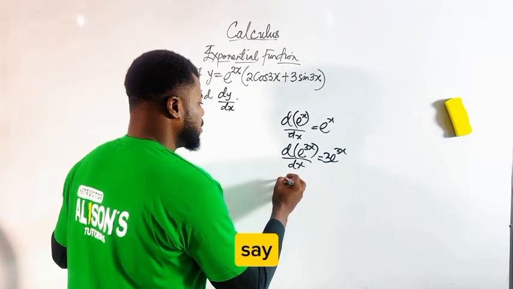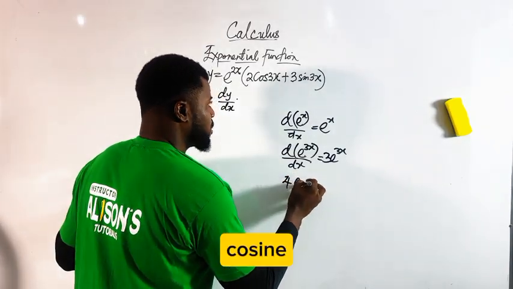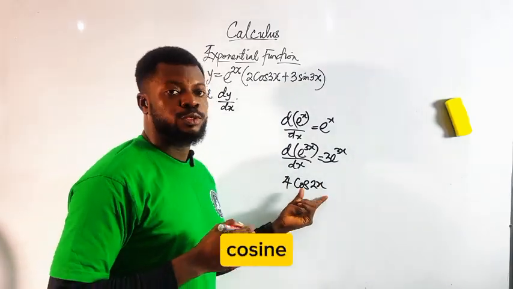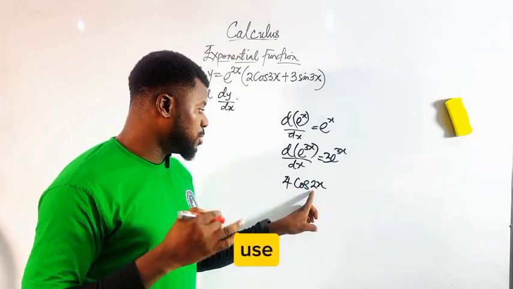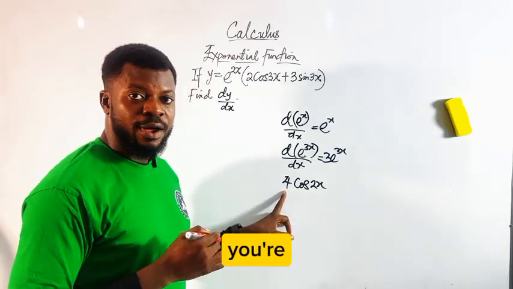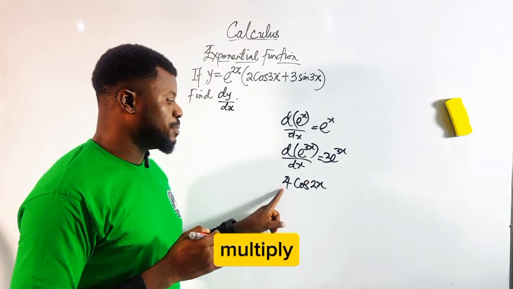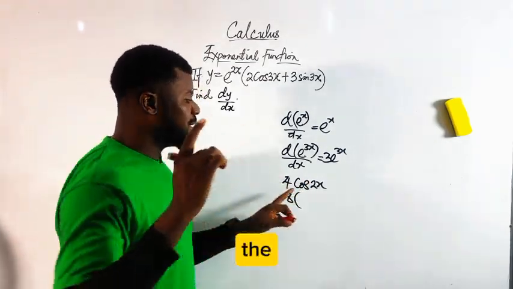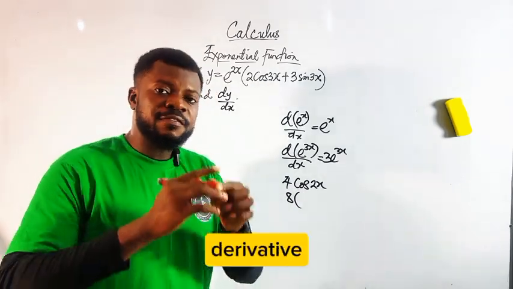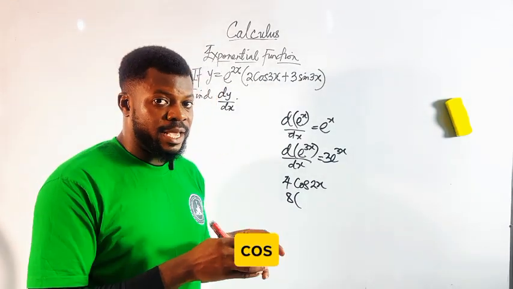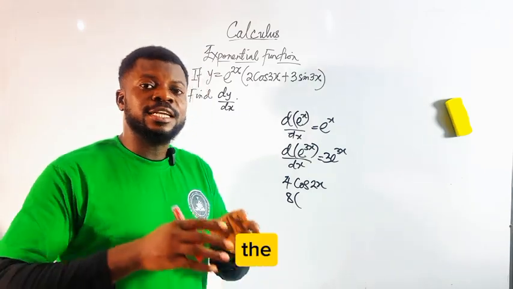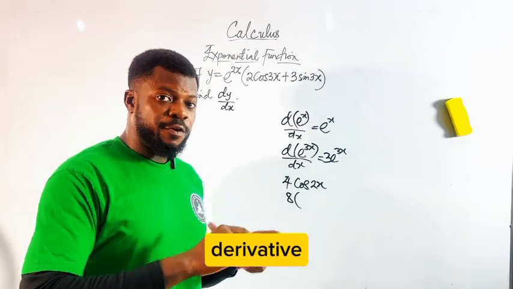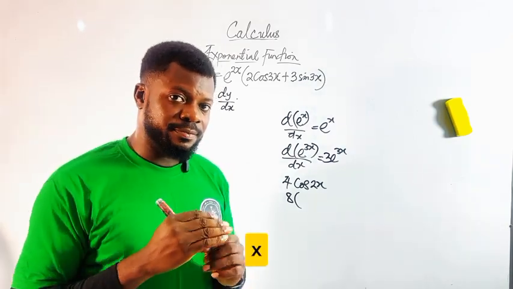If I have, say, 4 cosine 2x, and I ask you to take the derivative, I expect you to use this 2 to multiply by the number you have here, and that gives us 8. 2 times 4 gives you 8. And then what is the derivative of cos? Keep in mind, the derivative of sine x is cos x. The derivative of cosine x is negative sine x. And the derivative of tan x is sec squared x.